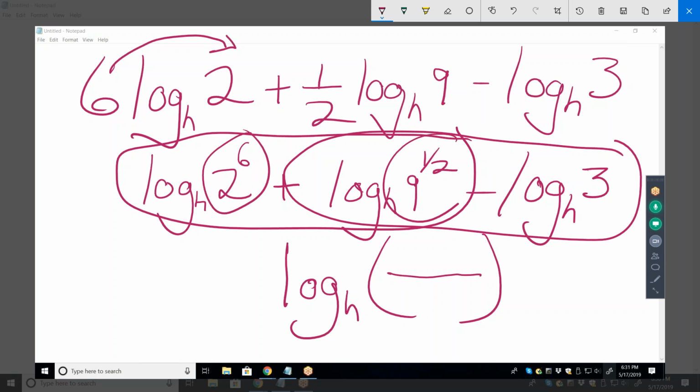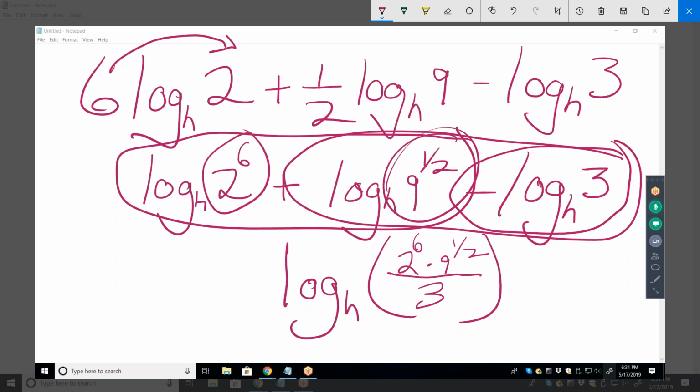That times that. That's all. It's real simple. So what goes in the numerator? No, let's just write it like this. 2 to the 6 times 9 to the 1/2. That's all you're doing. What goes in the denominator? 3. The log that's being subtracted.